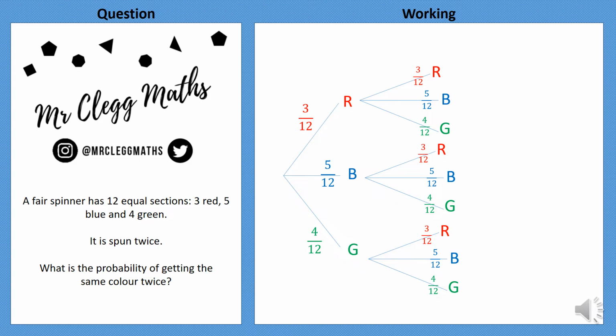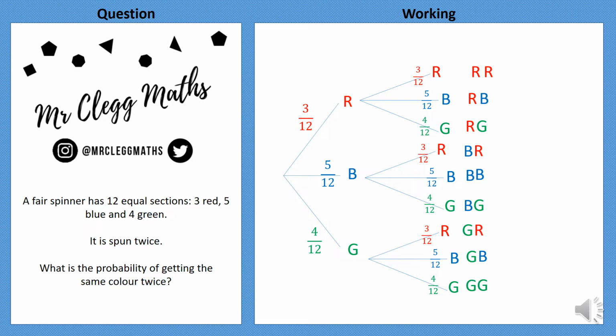It's worth thinking about our route through each set of branches on the tree and thinking about what I end up with. So I could get red and then red. I could have got a red and then a blue. I could have got a red and then a green. I could have got a blue and then a red, a blue then a blue, a blue then a green, green then red, green then blue, green then green. And all of those possible outcomes can occur.